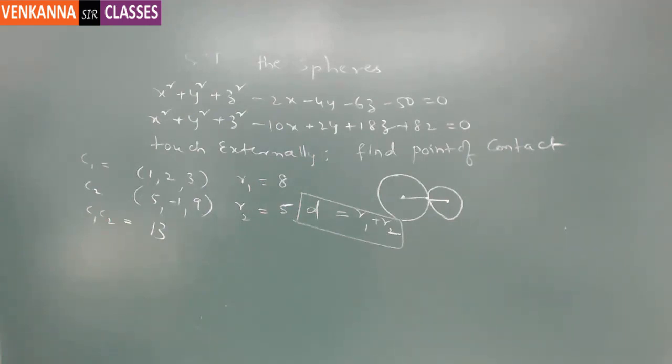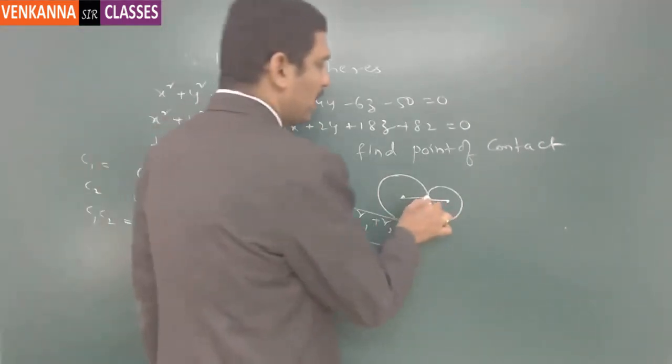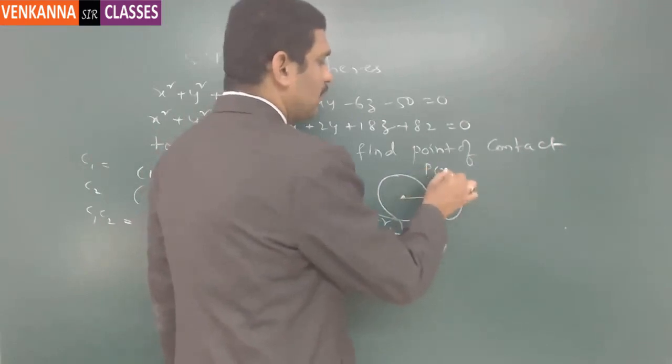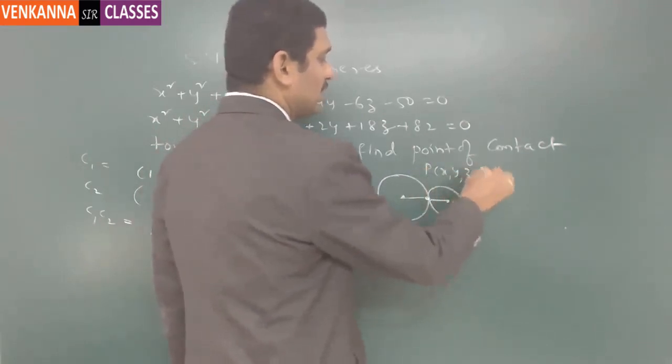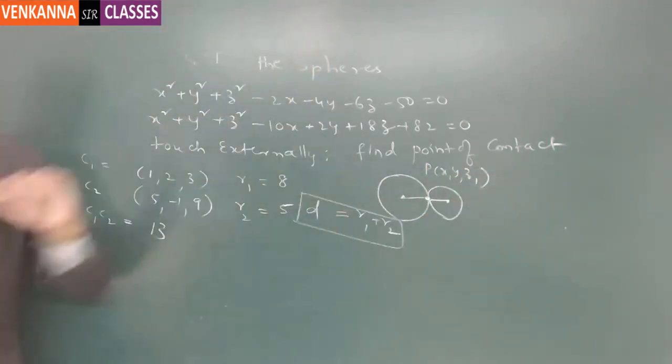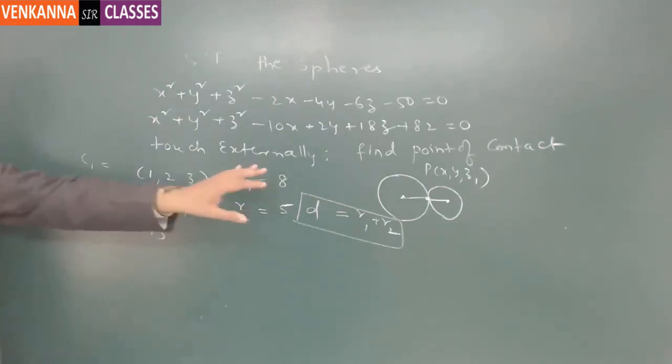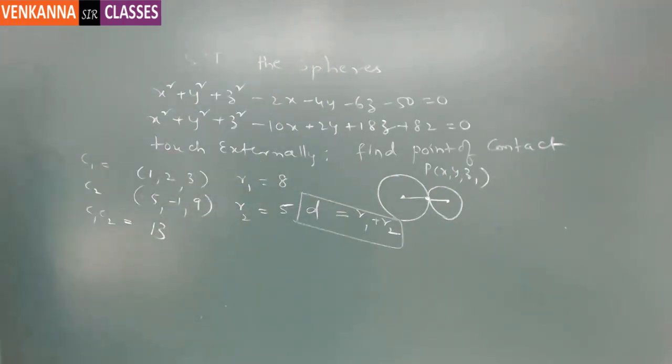Right. Since this condition is satisfied, they touch externally, we need to calculate the point of contact. So if the point P of x1, y1, z1 is the point of contact, then how can we calculate that? Is there any known formula there to calculate the point of contact earlier?